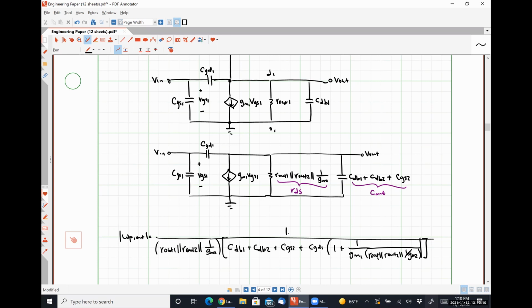You get different poles because there are different capacitances and different resistive portions, but they behave extraordinarily similarly, which they should because they're both common source amplifiers. Anything wild or crazy there? All right, so I'm good to move to the next bit. All right.